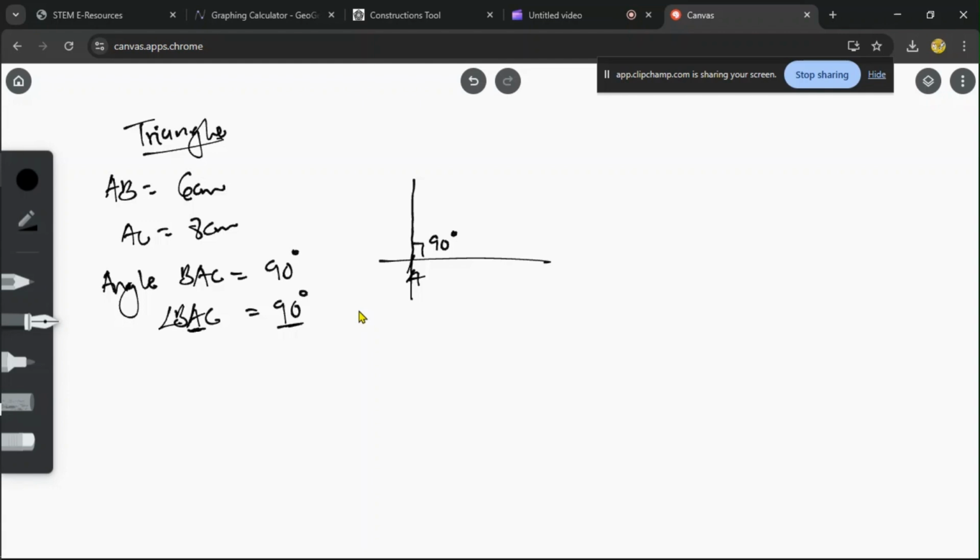Then AB is 6 centimeters. I can measure this one. I put a ruler here, and maybe 6 centimeters is up to somewhere there. So this one is my B. Then AC, maybe up to somewhere here, so C is somewhere here. This one is 8 centimeters. So if I join these two like that, then this becomes a triangle. This is the symbol of a triangle. Triangle ABC is of that nature.